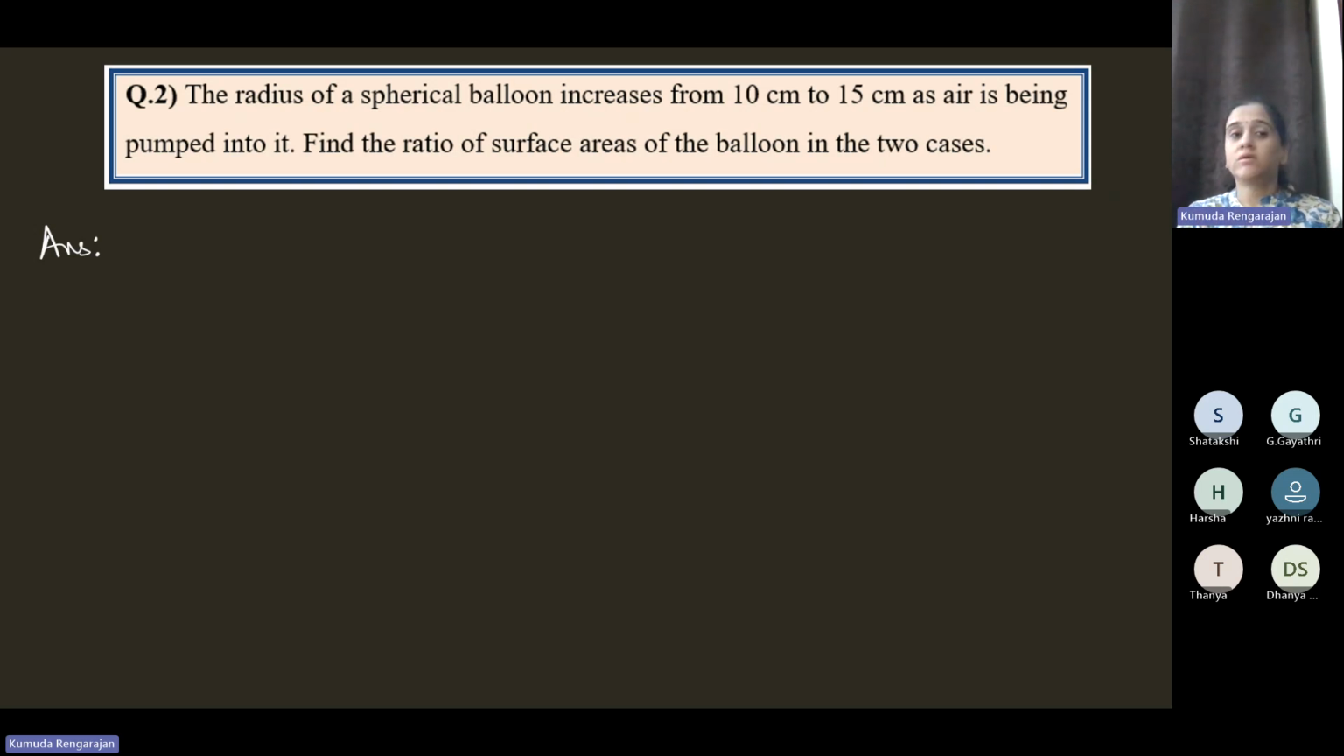Spherical balloon. So what's the formula to find the surface area of a sphere? 4 pi r square. We don't have to find the surface areas. We have to find the ratio of the surface areas of the balloon in the two cases. Okay. So directly find the ratio. You don't find the surface areas and then find the ratio. You find the ratio directly. Okay.